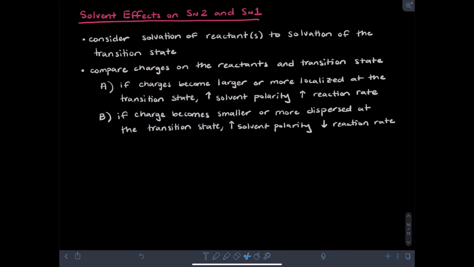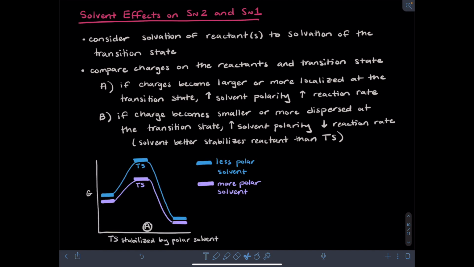Alternatively, if the reactants have larger or more separated charges than the transition state, and the charges are becoming smaller and more dispersed at that transition state, the more you increase solvent polarity, the slower the reaction rate becomes. Essentially, under these conditions, the solvent is better stabilizing the reactant than the transition state. What this would look like for case A on a reaction coordinate diagram is, imagine we have a blue line referring to the reaction coordinate using a less polar solvent, compared to a purple line for a more polar solvent. In each case, I'm looking at a single reaction step from reactants to a transition state down to products.